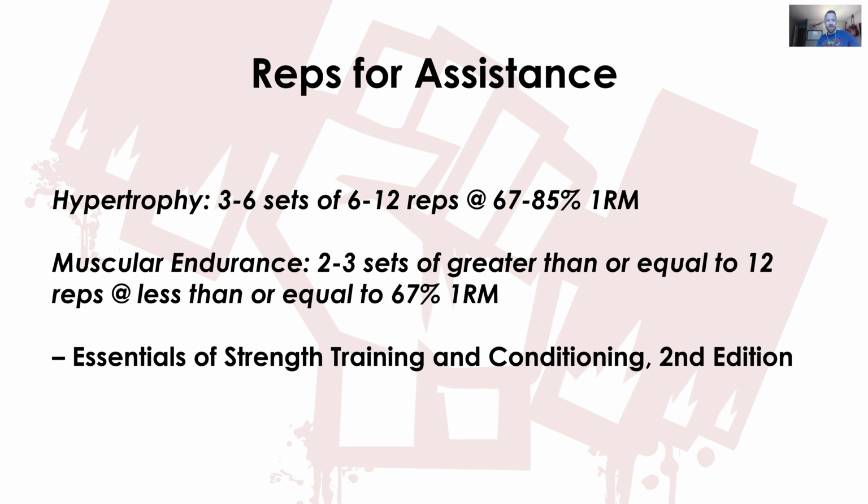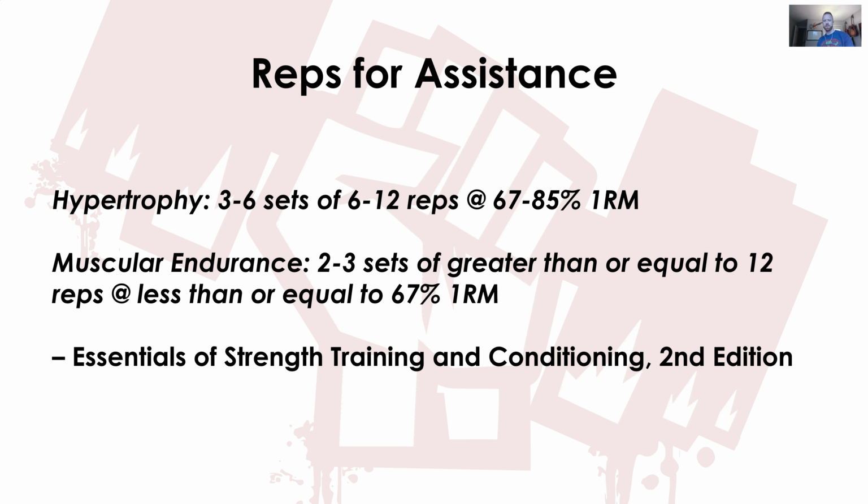Well, let's look at it. The intent: 3 to 6 sets of 6 to 12 reps at 67 to 85% of 1 rep max. Okay, so it's a little bit higher rep, a little bit lighter weight, and more sets. Volume for hypertrophy would be the main intent. Applying lots of volume.